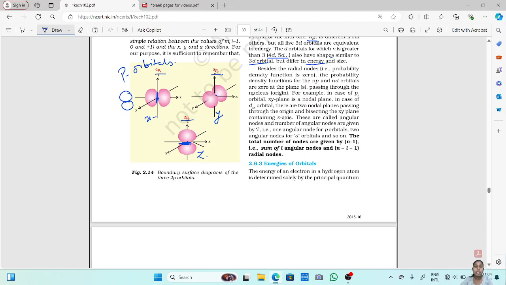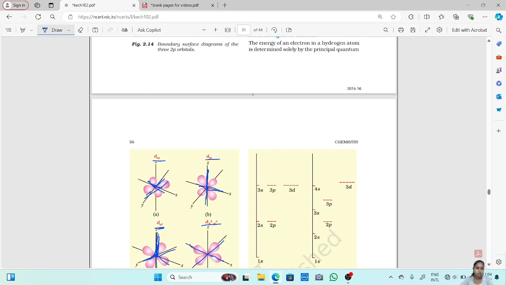Besides the radial nodes, the probability density function of np and nd orbitals is 0 at the planes passing through the nucleus, the origin. So here, at these particular points, the center points of all these, it is 0.